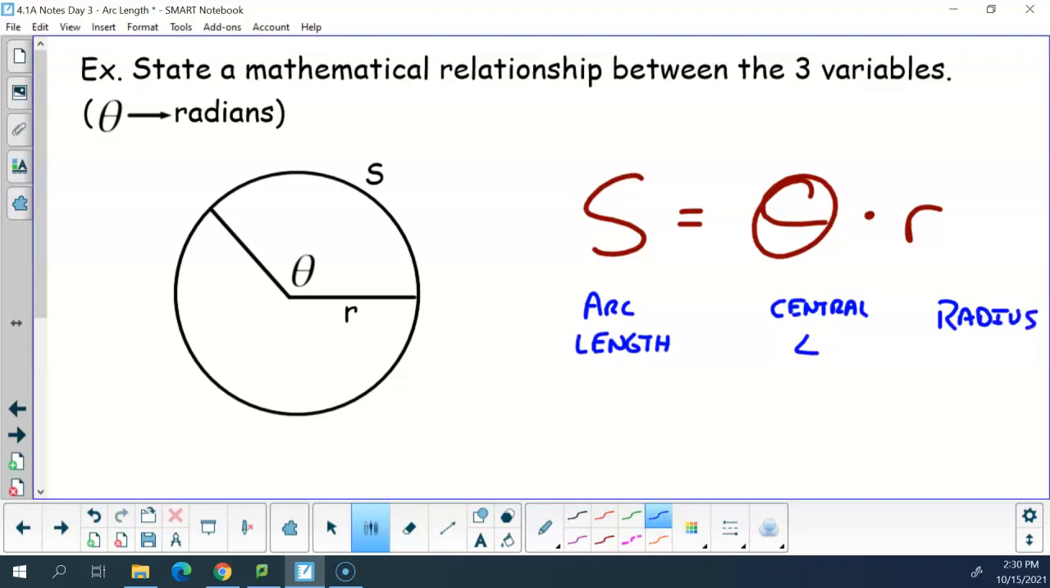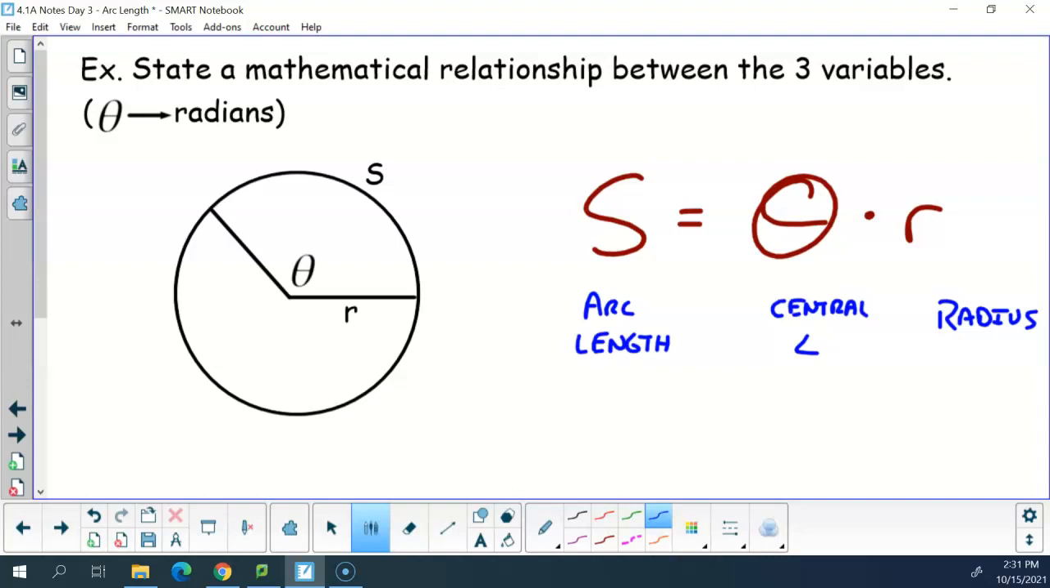So our arc length is our central angle in radians. That's the kicker: theta has to be in radians in order for this to work. For instance, you have a problem on the worksheet you got yesterday that says the central angle is 24 degrees, find the arc length. You can't do that using this formula until you convert 24 degrees into radians. So that is key and essential to us.